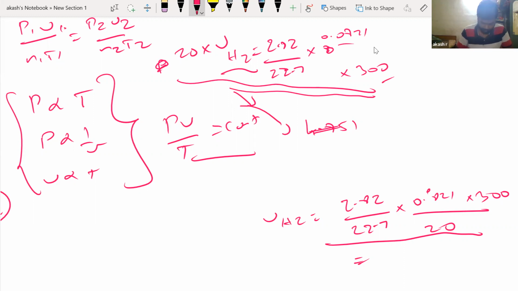22.7 divided by 22.7 equals, divided by 20. Are you getting 1.5 or 0.15?